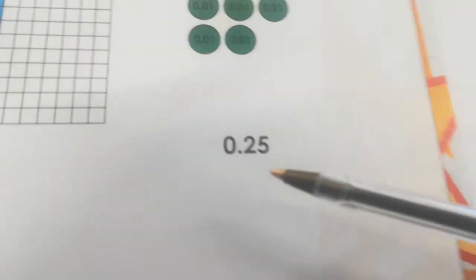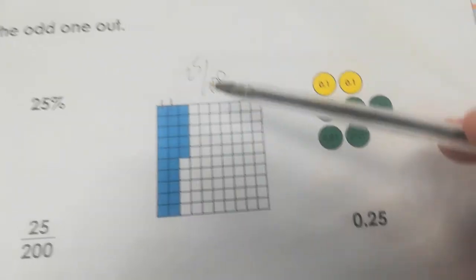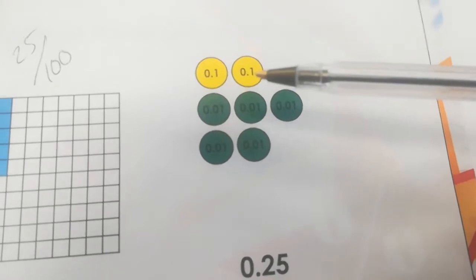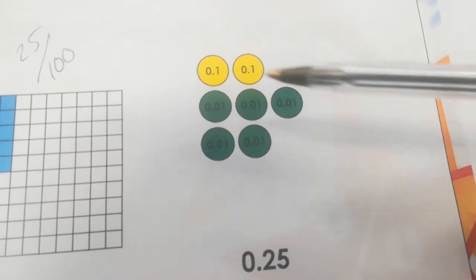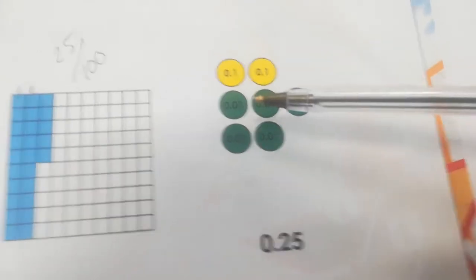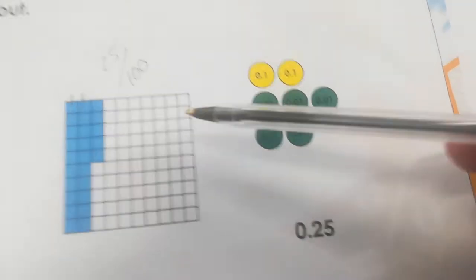Okay, over here, 0.25. We've already had a look at these. We said if there's 1, that might mean something. So if 0.25 would be the same as 25 out of 100, give that one a circle. And here we've got 0.1, 0.1, 0.01, 0.01, 0.01, 0.01, 0.01. Add it all up. See what it adds up to. Is it the same as this, or is it the same as something else that we might have circled already? I don't know. It's up to you.